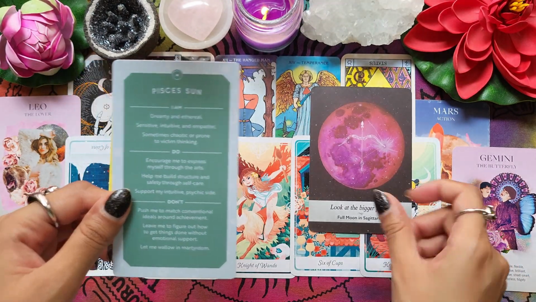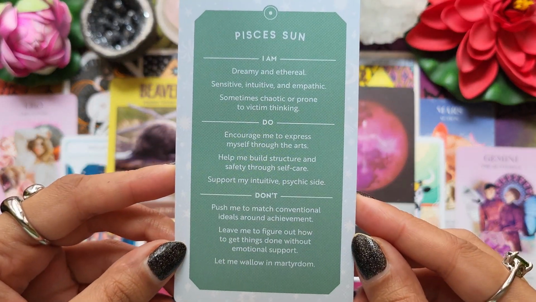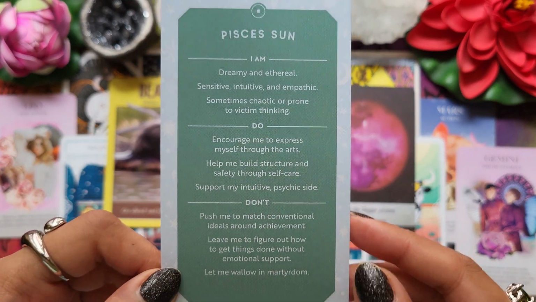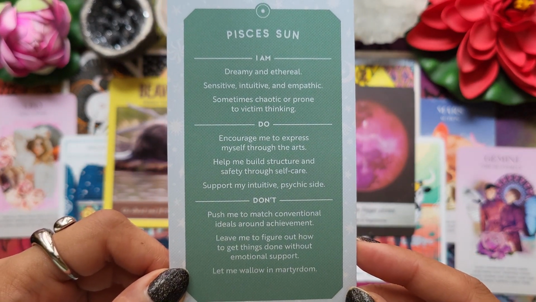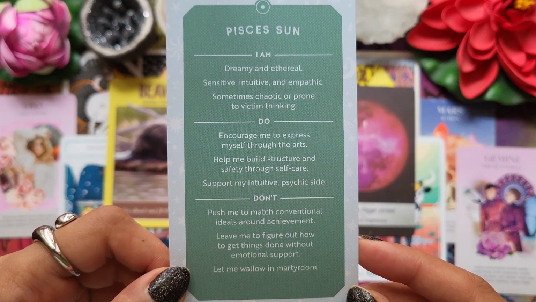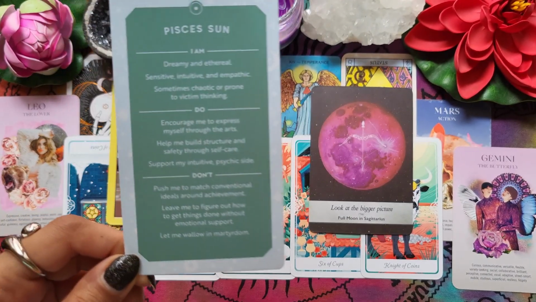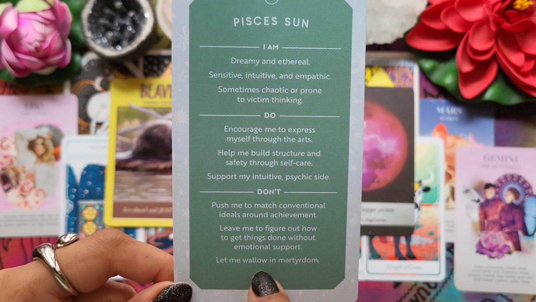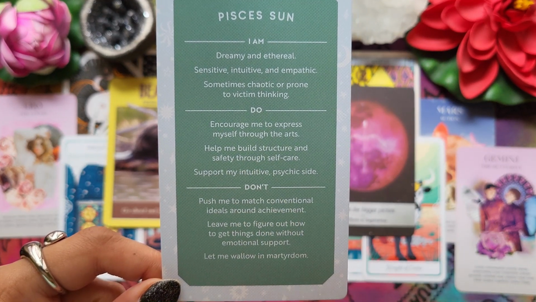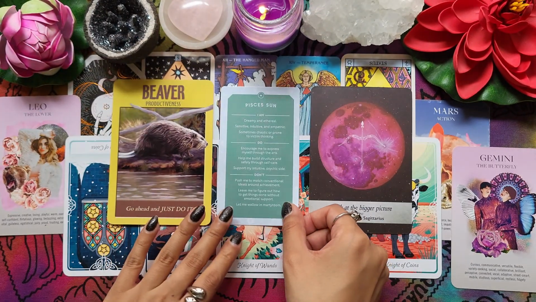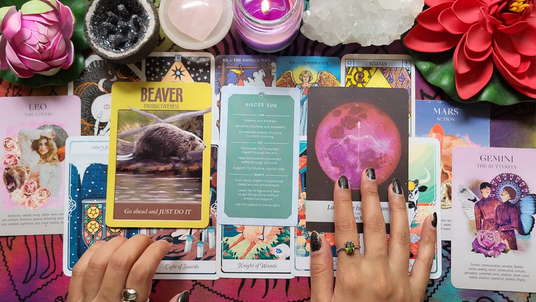So connect with that. Finally, we have Pisces moon. We started with Pisces energy, ending with Pisces energy. I am dreamy and ethereal. I'm sensitive, intuitive, and empathic. Sometimes chaotic or prone to victim thinking. See, you think of yourself like a victim. Read the whole thing. Don't let me wallow in martyrdom. Don't be a martyr. Read this whole thing. Connect with this energy. This is the perfect advice to end this reading here.